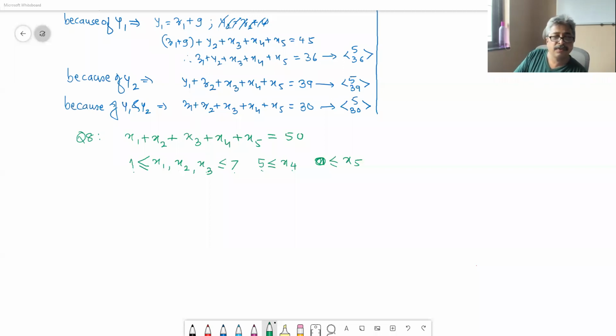One good thing about this problem is that there are three terms behaving exactly the same. So we are first dealing with the lower bounds. 1 three times makes it 3, and 5 one time makes it 8. So we are solving the problem y1 plus y2 plus y3 plus y4 plus x5 is equal to 42. And now the condition on y1, y2, y3: 0 less than or equal to y1, y2, y3 less than or equal to 6, and 0 less than or equal to y4 less than or equal to 7.